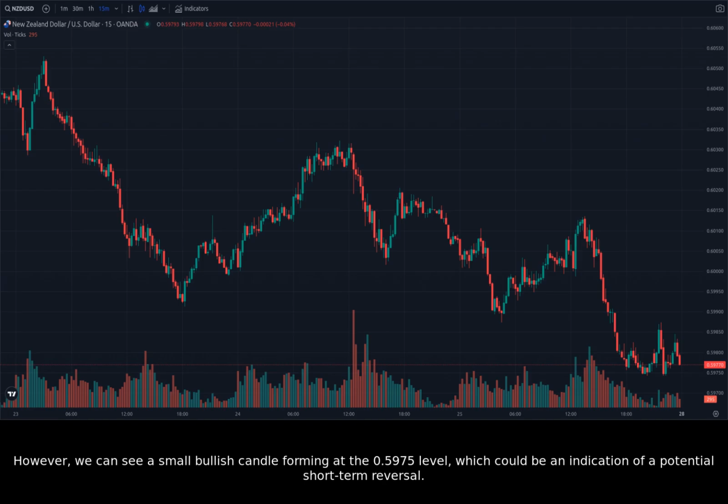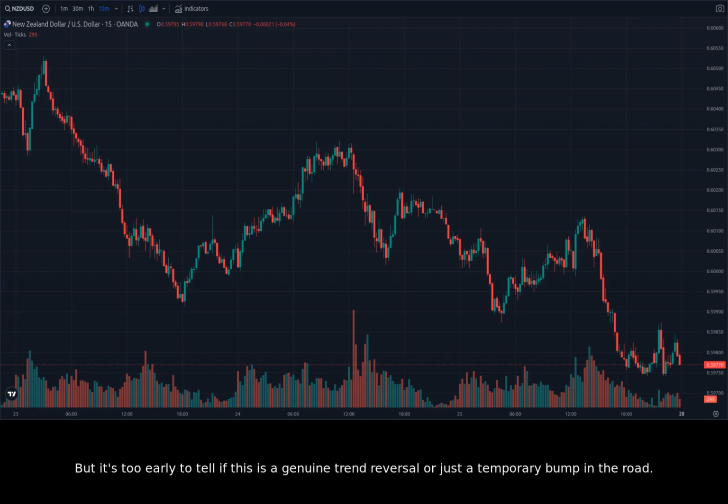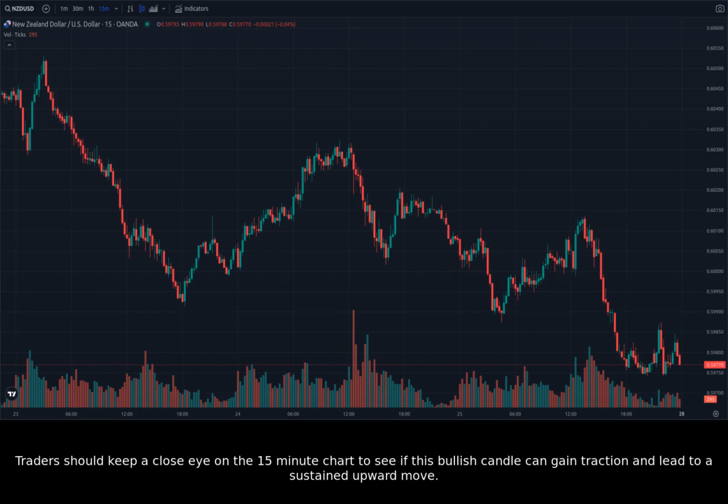However, we can see a small bullish candle forming at the 0.5975 level, which could be an indication of a potential short-term reversal. But it's too early to tell if this is a genuine trend reversal or just a temporary bump in the road. Traders should keep a close eye on the 15-minute chart to see if this bullish candle can gain traction and lead to a sustained upward move.